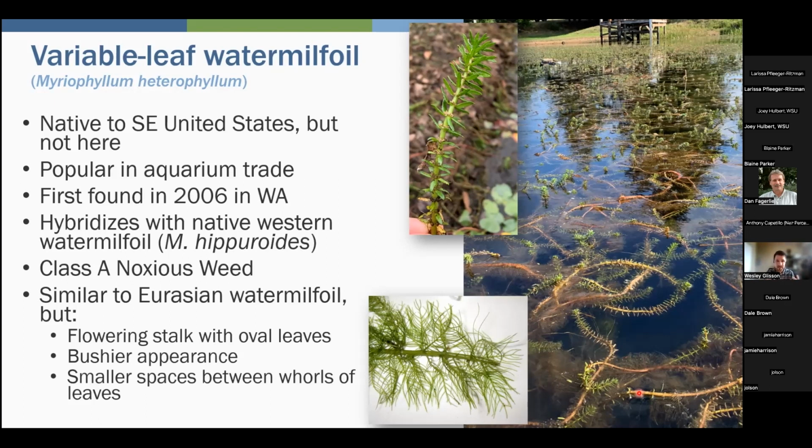So again, as I mentioned, superficially, it's similar to Eurasian water milfoil, but a couple key things distinguish it. It's actually going to have this big flowering stalk that's going to appear above the water. That's going to have these oval-shaped leaves. So you're not going to see that on Eurasian water milfoil or some of the other native water milfoils. And as you can see in this picture, these actually will pop up above the water and then kind of lay down flat. But you can distinctly see these different shaped leaves than the submerged leaves, which look like this, those typical feathery leaves of other water milfoils. Generally, this species is going to have a bushier appearance in the water column, and it's going to have a smaller space between those sets of leaves.